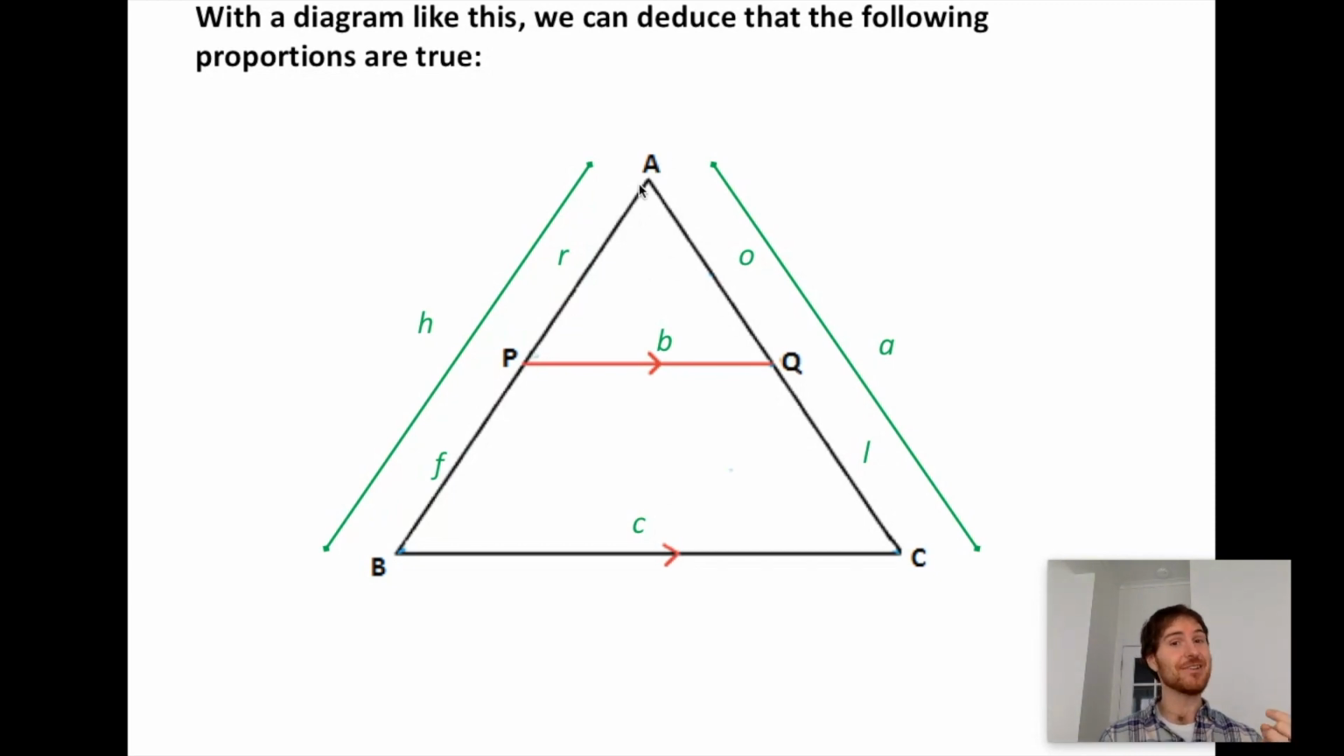Triangle APQ is going to be similar to triangle ABC by AA, right? Angle A is congruent to itself. This angle is congruent to that angle, because they're both corresponding angles. And I've said enough here, guys, right? We have all these letters here.